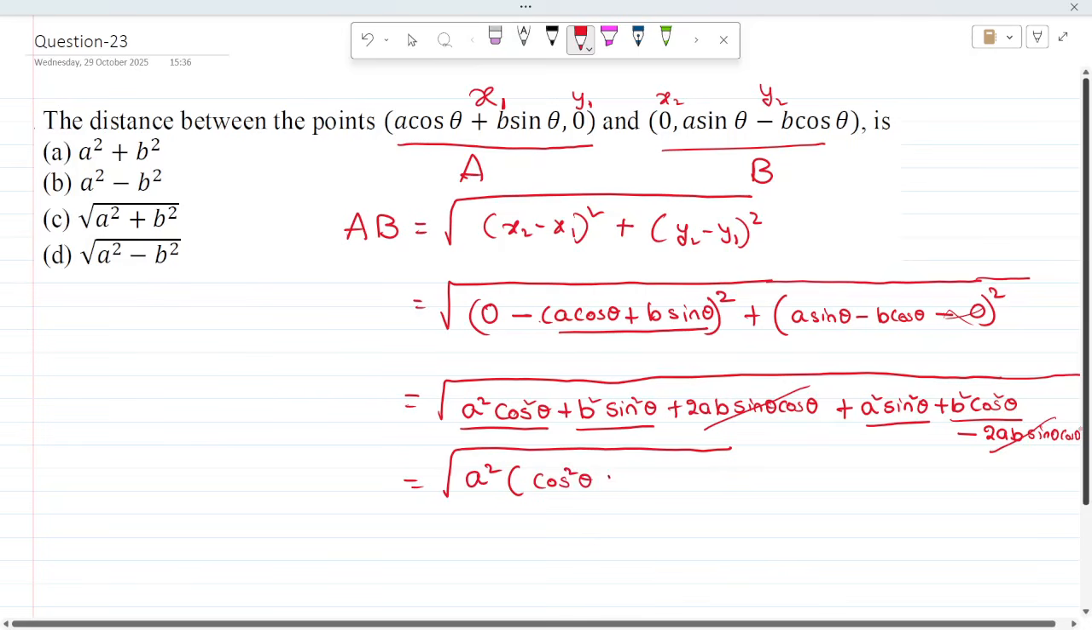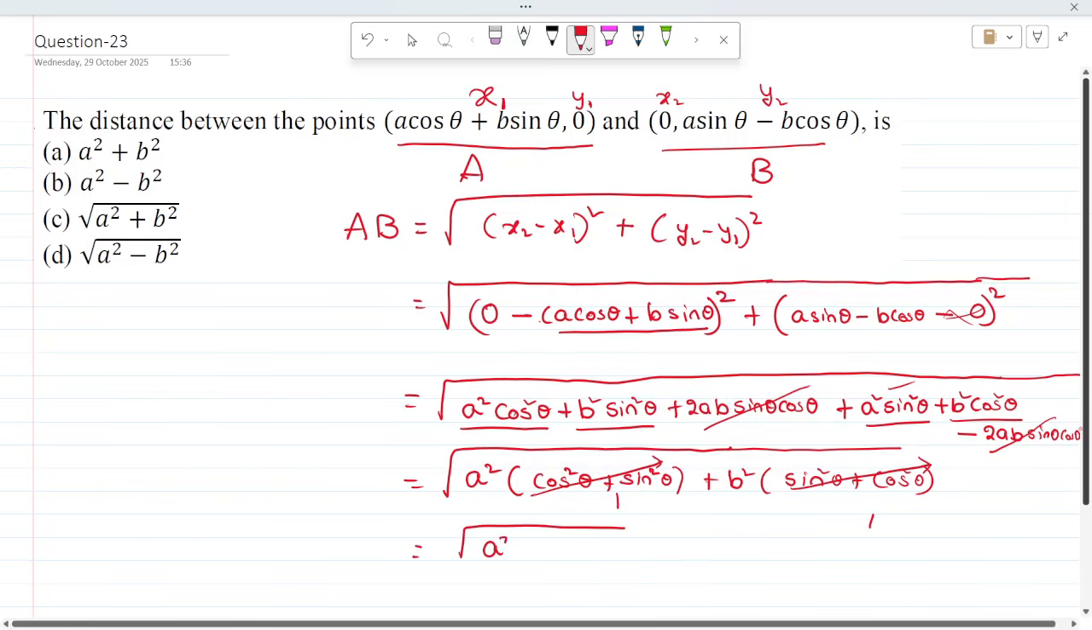Cos square theta plus, where is the other a square? This one. Sin square theta, plus b square, you take it common now. Sin square theta plus cos square theta. What is cos square theta plus sin square theta? 1. What is sin square theta plus cos square theta? 1. So what is your final answer? Root of a square plus b square. Is it clear for everybody?